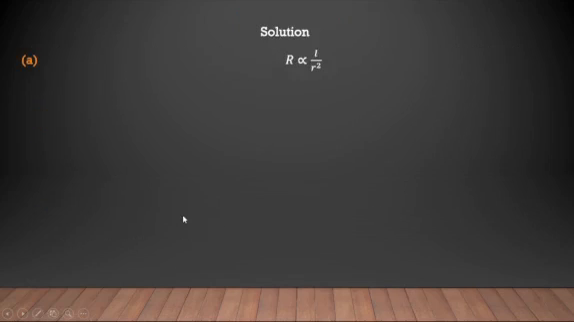Solution. First thing, express the variation. R is proportional to L over r squared, because R is first of all directly proportional to L and inversely proportional to r squared, which is R is proportional to L over r squared. So we can introduce our K now. R is equal to KL over r squared. That is, big R is equal to KL over small r squared.